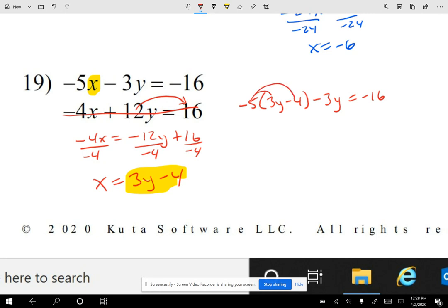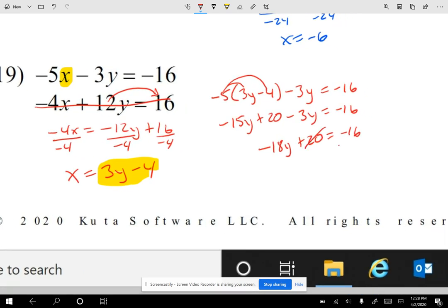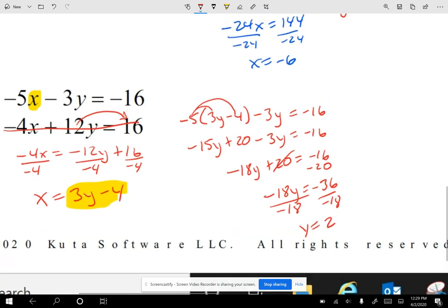Distribute the number outside of the parentheses to get rid of parentheses. So that's going to give me -15y plus 20 minus 3y equals -16. When I combine my y's, I get -18y plus 20 equals -16. My plus 20, let me move it over as a minus 20. So I have that -18y equals -36. Divide both sides by -18. So y in this case is 2.